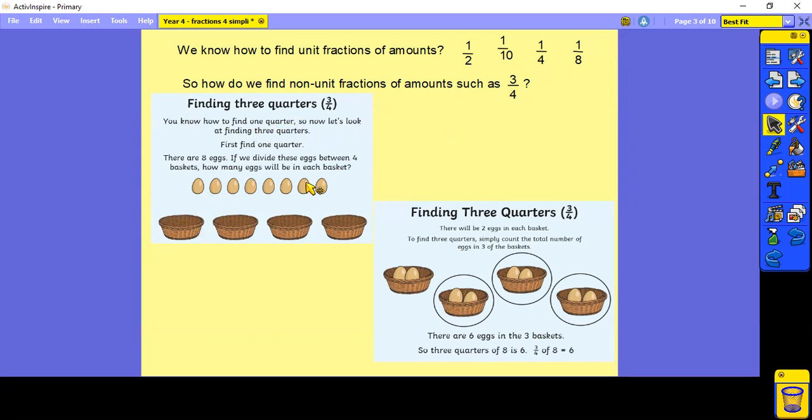So we've got 8 eggs and we've got 4 baskets. So we're first of all going to find out what the unit fraction would be. So we divide the 8 by 4, and that would give us 2 eggs in each of the baskets. Now the numerator is 3 and it says 3/4. So we now need to count how many are in 3 of those groups. So we've got 2, 4, 6. So 3/4 of 8 is 6, and there it is written as a fraction.